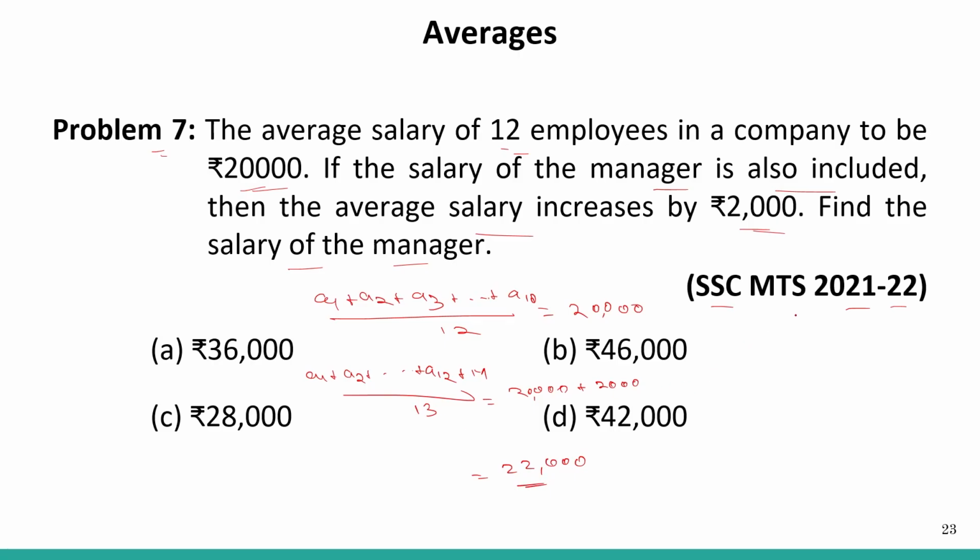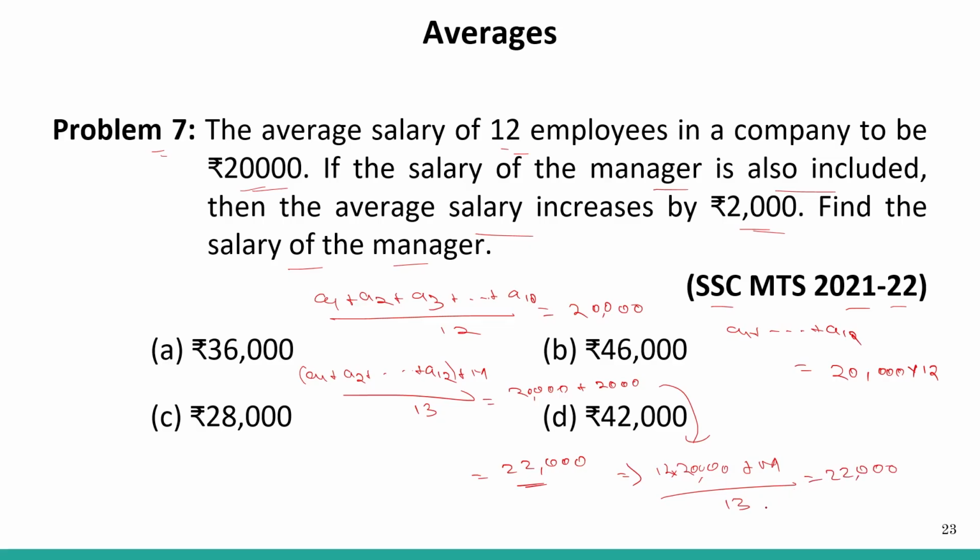So what we can do to find the salary of the manager: this implies that A1 plus ... plus A12 is equal to 20,000 into 12, right? So you can replace it right here in this equation. So this will be 20,000 plus M, this much into 12, right? So 12 plus M by 13 is equal to 22,000.